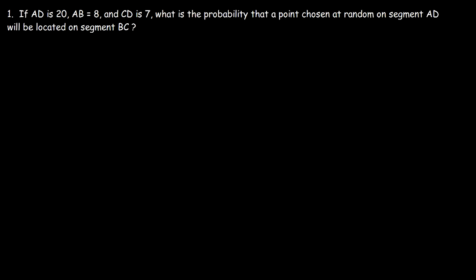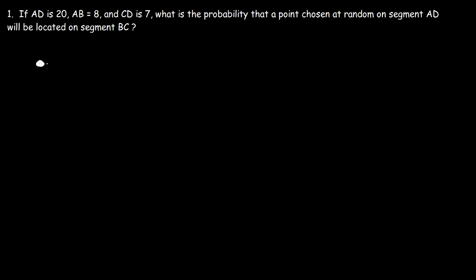In this video, we're going to talk about how to solve geometry probability word problems. So let's start with this example. If AD is 20, AB is 8, and CD is 7, what is the probability that a point chosen at random on segment AD will be located on segment BC?